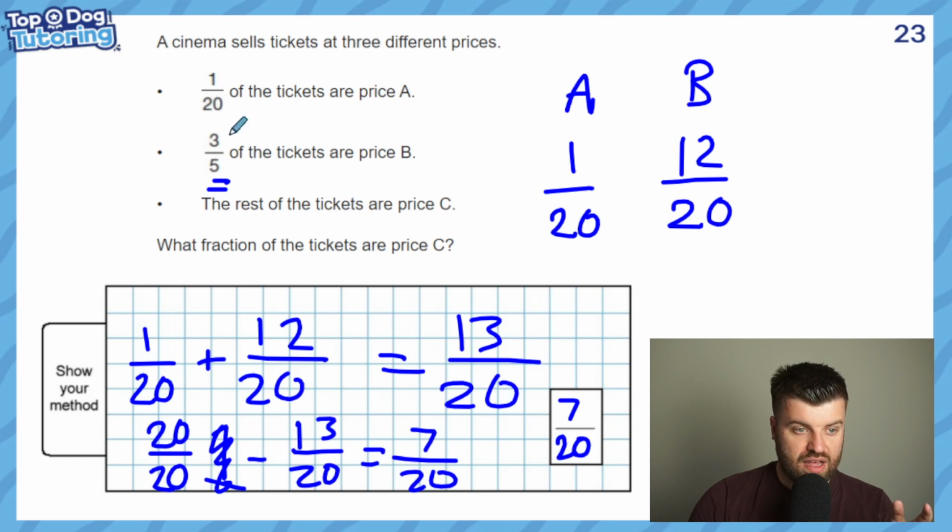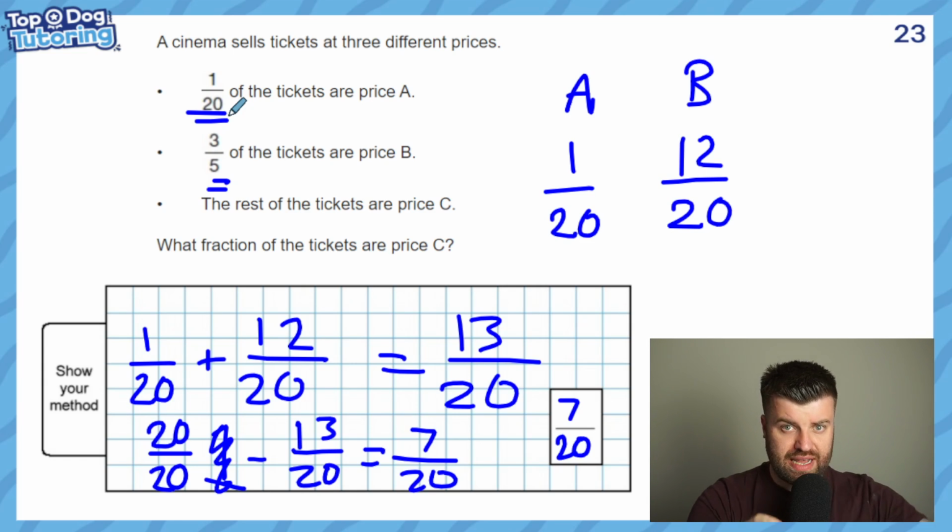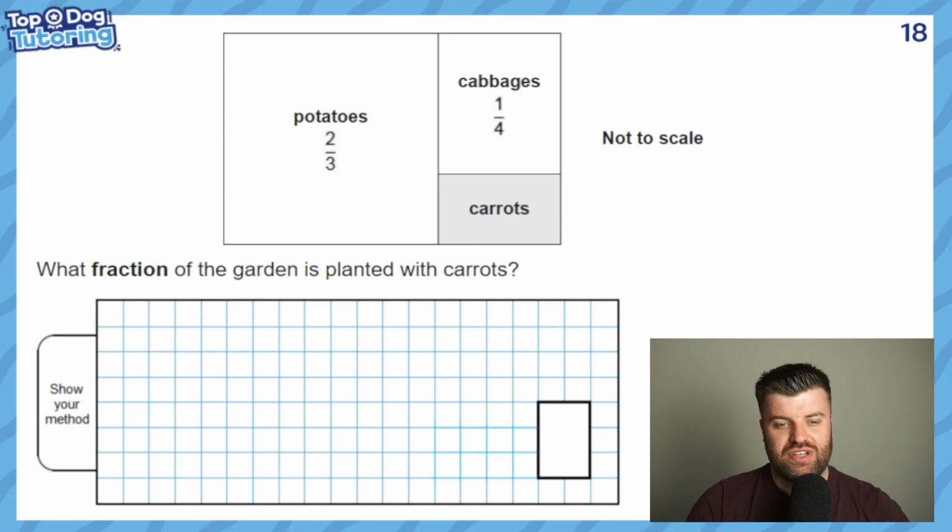Not too tricky, but you can see how, embedded in a word problem, different denominators, we can get a bit flustered in the test. Slow down. You got this. Everything we've done here, you've got it, okay? You've done it a million times. You're completely ready. It's just about finding that maths inside. I love this question. I had to put this in.